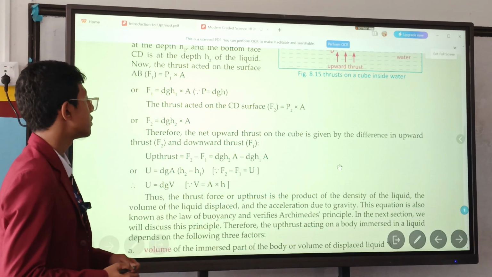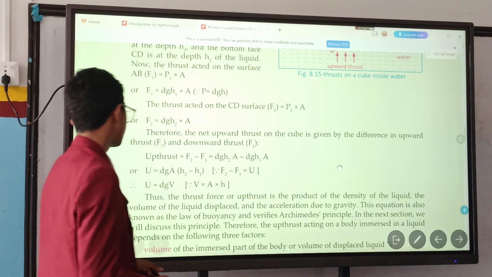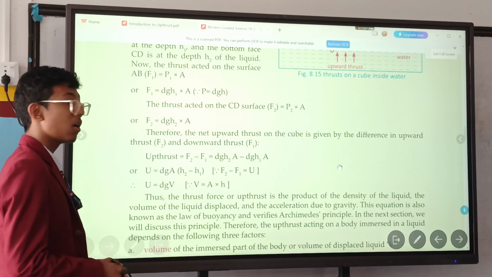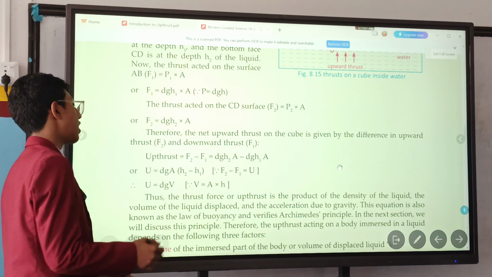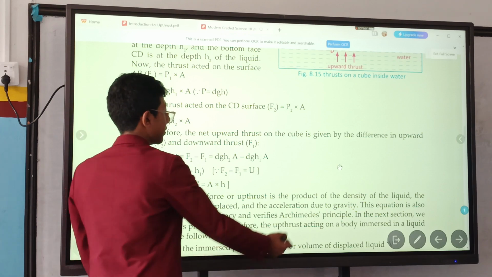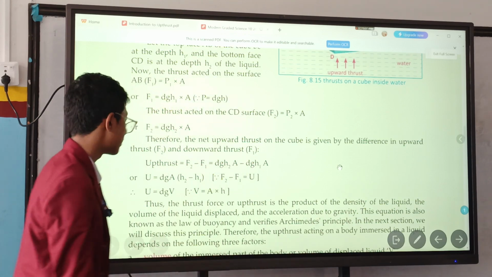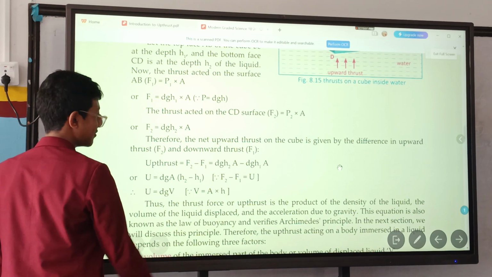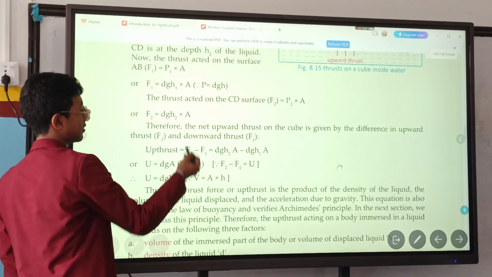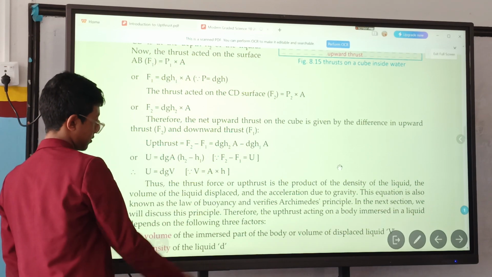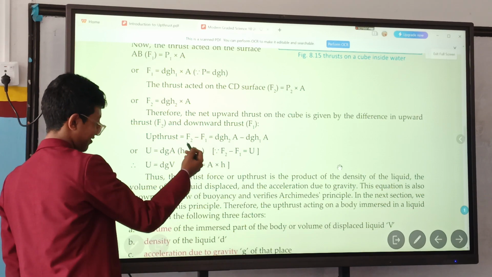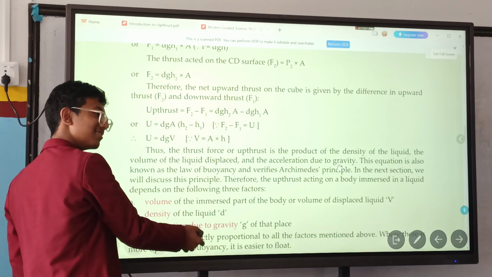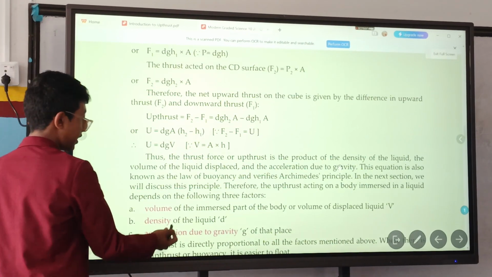Thus the upthrust is the product of the density of the liquid, the volume of the liquid displaced, and the acceleration due to gravity. This equation is also known as the law of buoyancy, meaning upthrust. Upthrust depends on three factors: volume, density, and acceleration due to gravity.